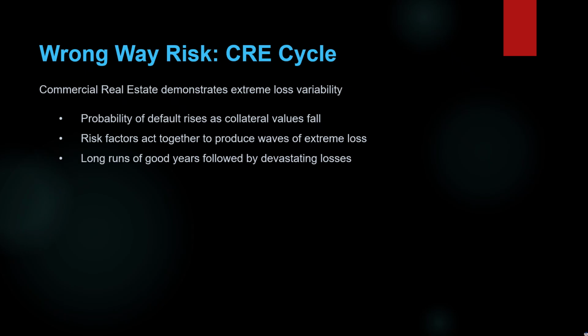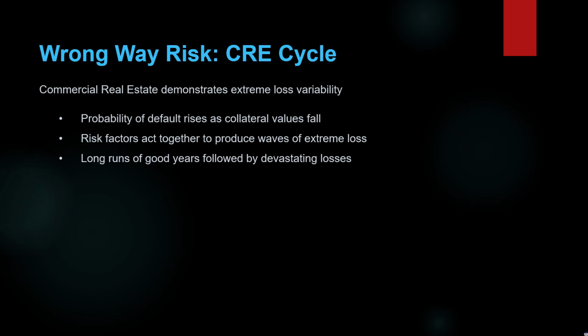This slide introduces an important concept, wrong way risk, illustrated through the commercial real estate cycle. Commercial real estate demonstrates extreme loss variability. CRE lending shows boom-bust cycles where losses cluster in bad years. During economic expansions, property values rise, tenants pay rents reliably, and defaults are rare. But when recession hits, the dynamics reverse dramatically.